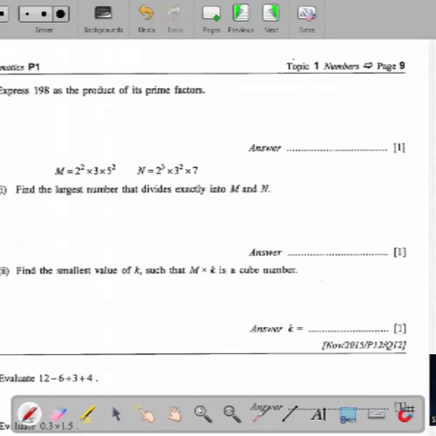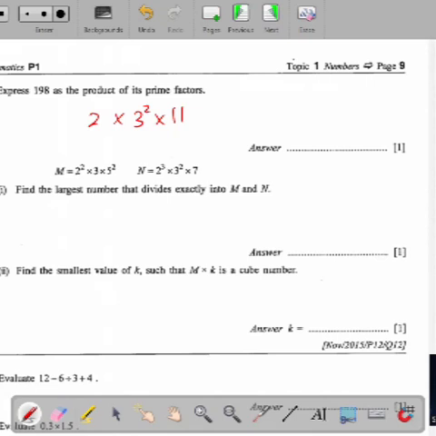198 is going towards 99. 2 nines are 18, and 99. Okay, so the prime factorization is 2 multiply 3 square multiply 11. After that, M and N are given. Find the largest number that divides exactly into M and N. It means I will have to get a number which divides exactly into both M and N, dividing both into equal parts.